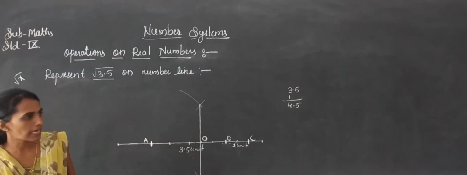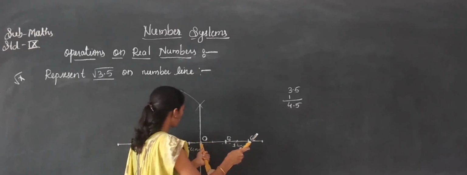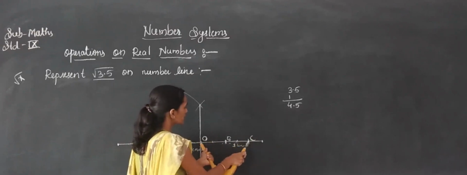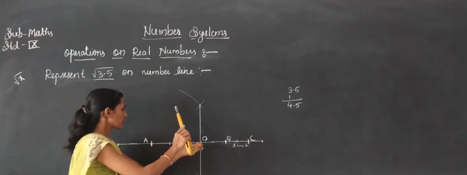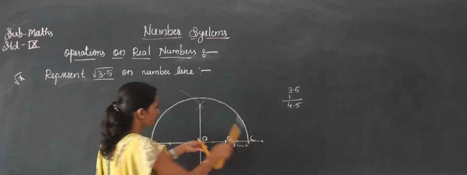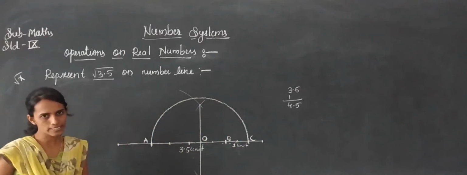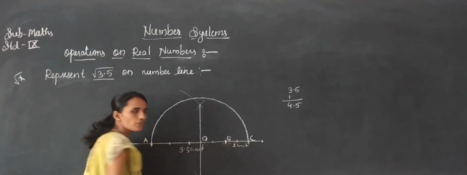So then, whatever the distance O to C or O to A you get now, you have to consider that as the radius of the compass. After that you have to take O as a center and draw a semicircle from A to C here. After getting this, A to C, this is 4.5 units.